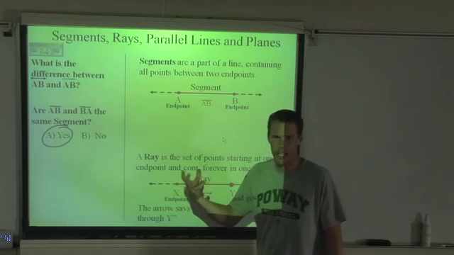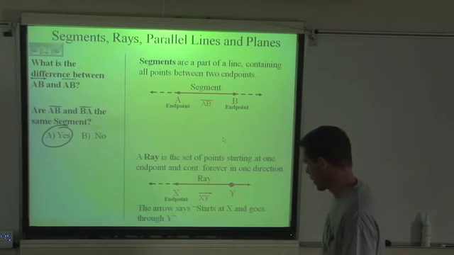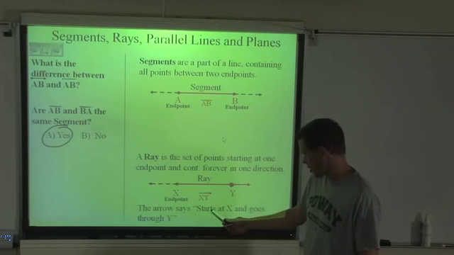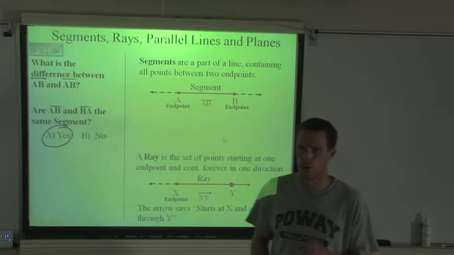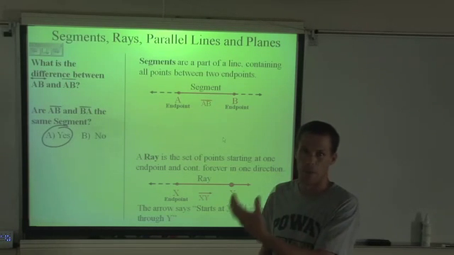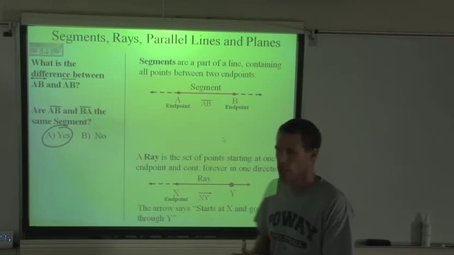The red shows the ray, ray XY. The black shows that it comes from line XY, but we are starting at X. This, specifically ray XY, says that it starts at X and goes through Y. This is very important. No matter what, when we read our textbooks, PowerPoints, worksheets, anything like that, the first letter for a ray is where it starts, the second letter is where it goes through.